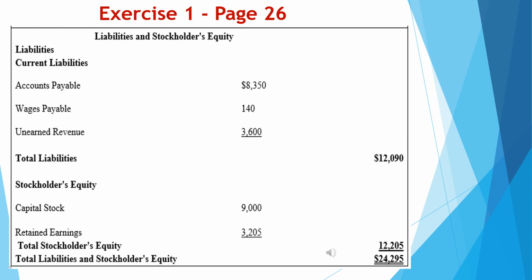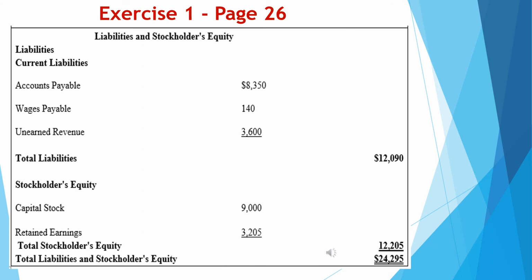Now let's prepare the second section of the balance sheet, the liabilities and stockholders' equities. We start with the liabilities. We can realize that in this exercise we have three accounts of liabilities: the accounts payable, the wages payable, and the unearned revenues. These three accounts are to be listed under the current liabilities section, and the sum of these three accounts is the total liabilities.